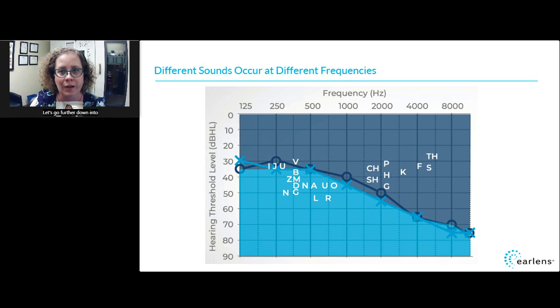Let's go further down into the lower frequencies where you're going to hear sounds like b and z, and even your vowels like a and e. Those sounds actually don't contribute to clarity, but they contribute to the volume and the loudness of speech. And the lowest frequency sound, oo, is actually the lowest vowel of them all. Trivia.